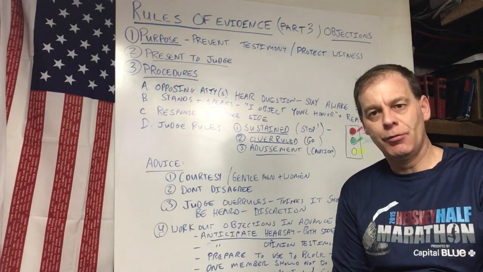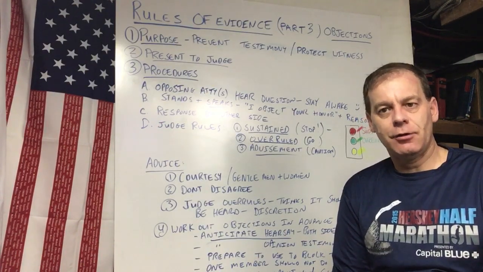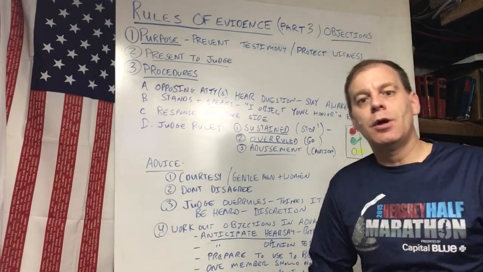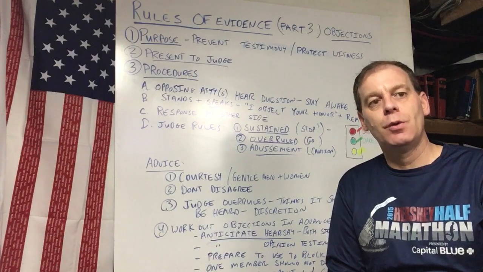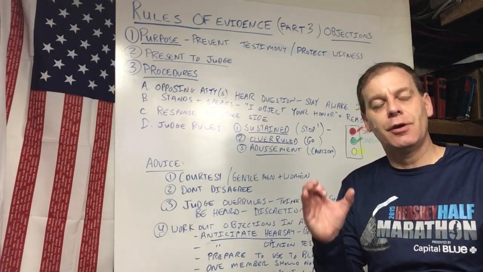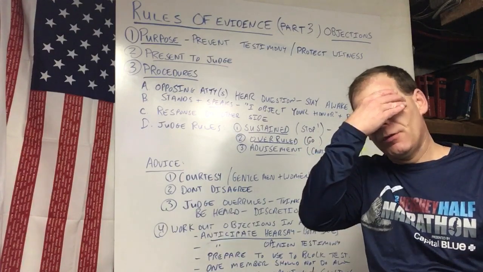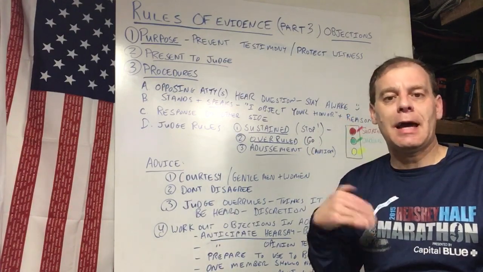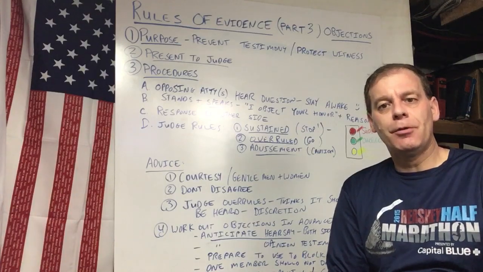But on another note, we're moving forward here. Rules of evidence, part 3, objections. In part 2, we talked about what objections are. We named those. We went through the various types of objections that are used in the CC mock trial packet. Part 3 now, we're going to talk about how to do these objections. And before we do that, let's go over what the purposes are.